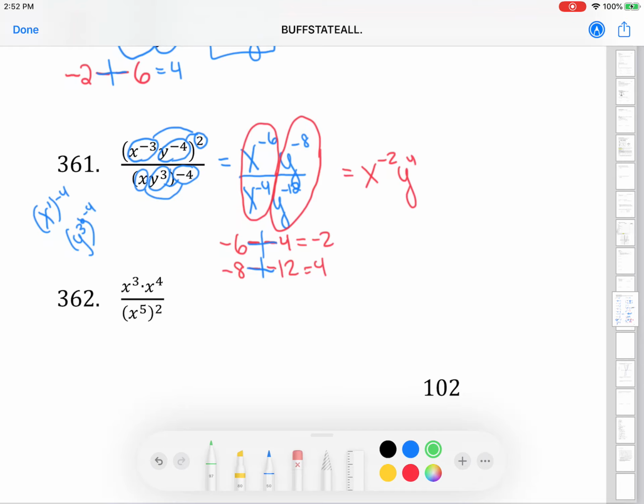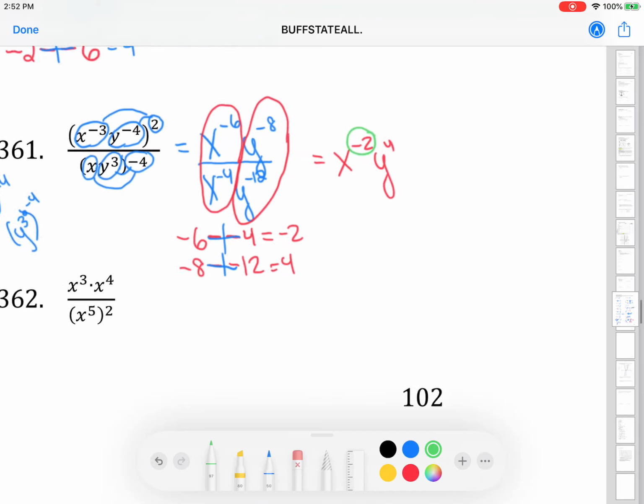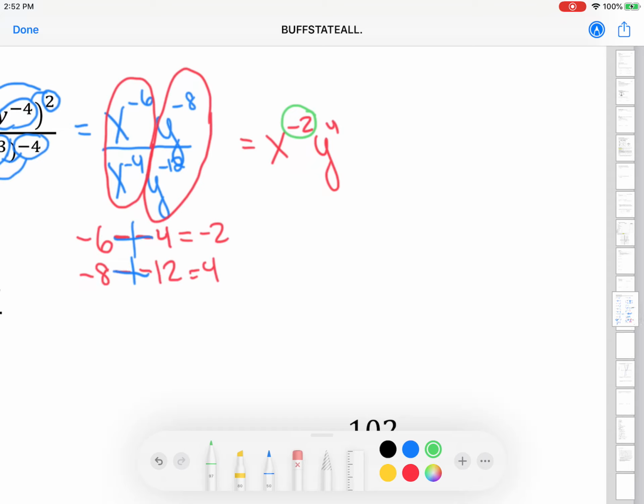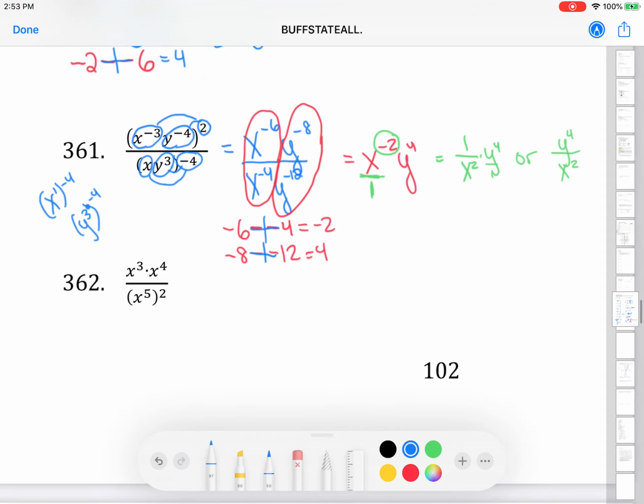Are we done? Nope. We have a negative exponent here. Last step is to get rid of that negative exponent. Y to the fourth has nothing to do with that, so that's going to carry over in the answer. So x to the negative second, I turn it into a fraction so that I can apply my negative exponent rule. I flip it so it becomes 1 over x squared, and like we said, the y to the fourth just comes down. So you can leave your answer like that, or like we did before, you can multiply straight across and you'll get y to the fourth on top over x squared. Both of those answers are perfectly fine. Whichever one looks more normal to you or makes the most sense.